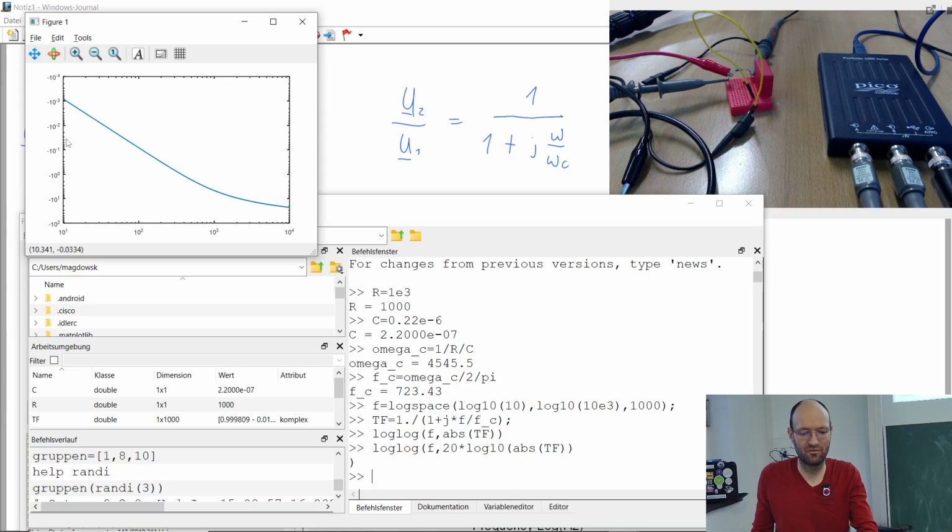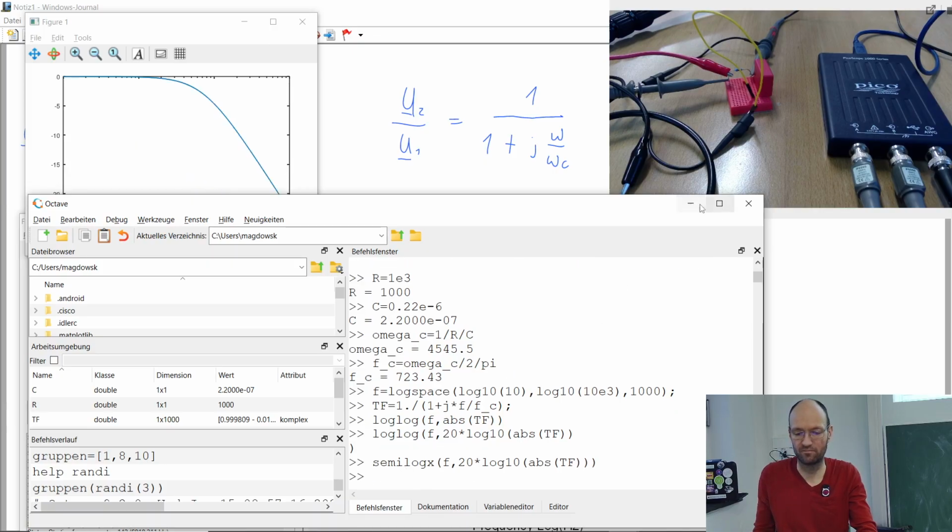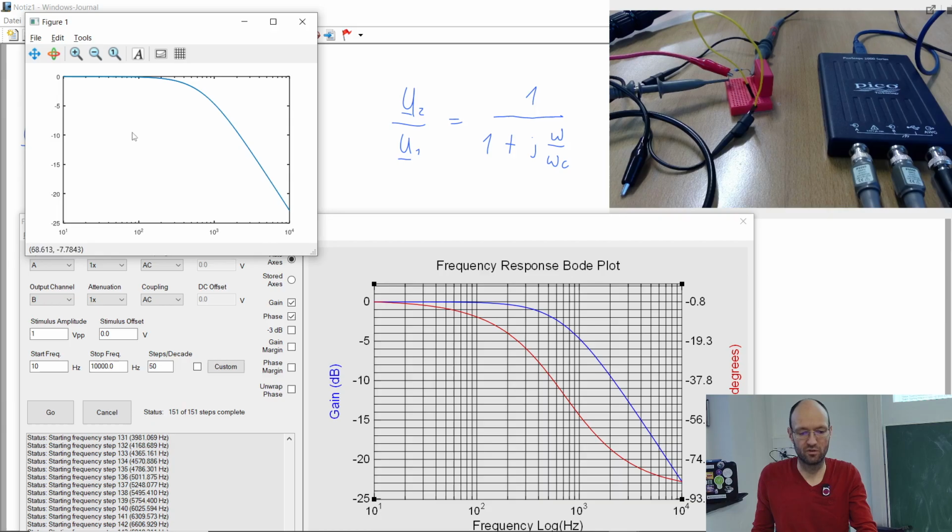Now it's not looking meaningful anymore because we have converted into decibel, but still we use a logarithmic scaling for the y-axis. So we need to go back to a semilog x plot where just the frequency axis is logarithmically scaled, and then it looks like this. You can see here we start with 0, we end with something between 20 and 25. Here we start with 0, we end with something between minus 20 and minus 25. So this looks nice.